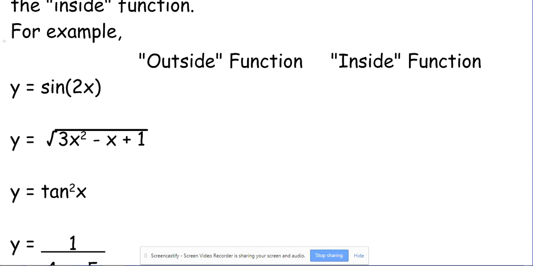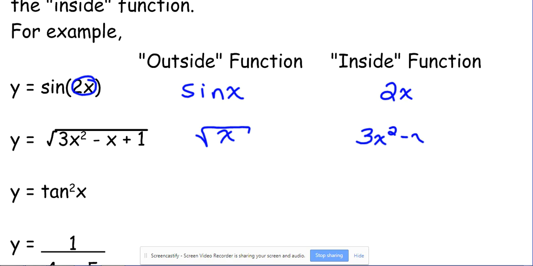Okay, so when we're looking at the sine of 2x, the outside function is the sine of x. The inside part is that 2x, that part that's inside of our sine function. All right, the next one, the square root of 3x squared minus x plus 1. The outside part is that square root of x, where x is just representing whatever's plugged into it. And the inside function is that polynomial, 3x squared minus x plus 1, that's been plugged into the square root.